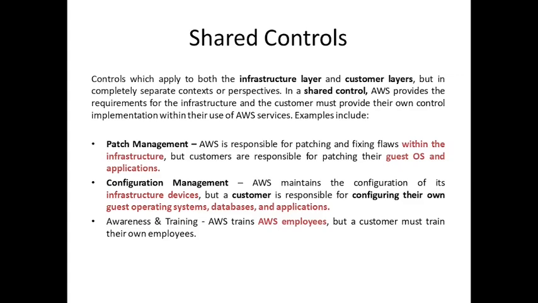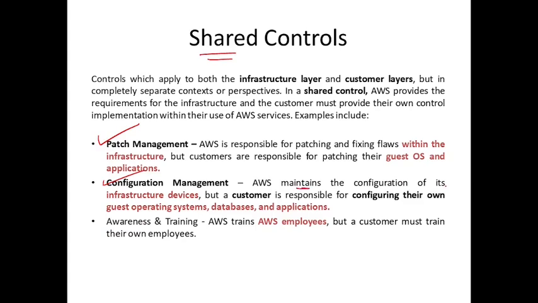So AWS is responsible for patching and fixing flaws within the infrastructure. It can be a glitch in the software, in the operating systems, or in the network drivers, small patches that come. So these patches can happen on both sides. It can happen on the Amazon AWS side as well as the customer side, so they will be shared among themselves. This is called patch management. Clear, students? Shared control. Second is configuration management.